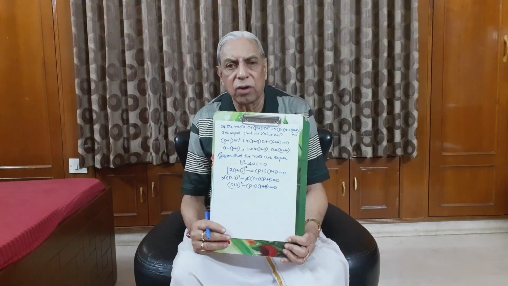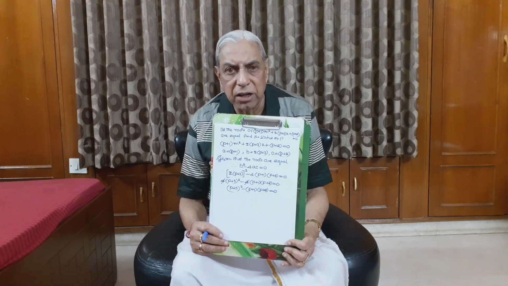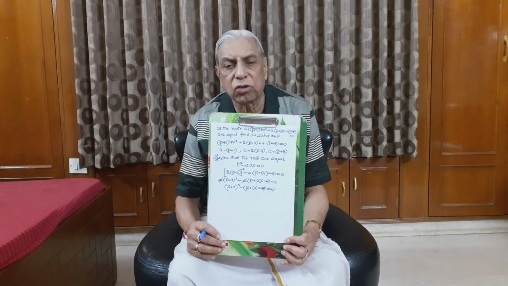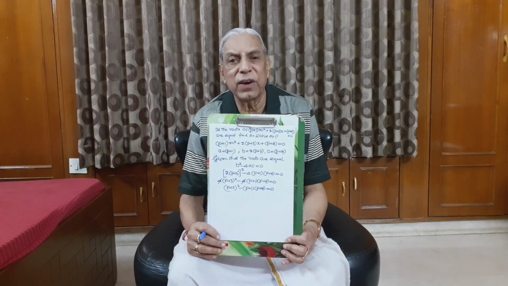What is the remaining thing there? P plus 3 the whole square minus of p plus 1 into p plus 8 equals 0. Then simplify further. What is p plus 3 the whole square?